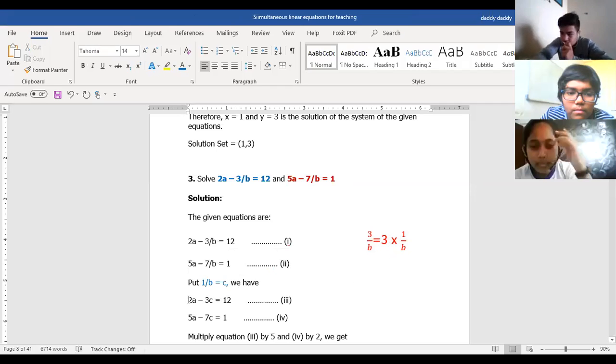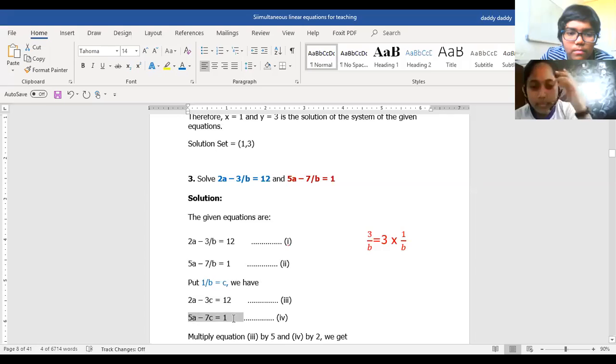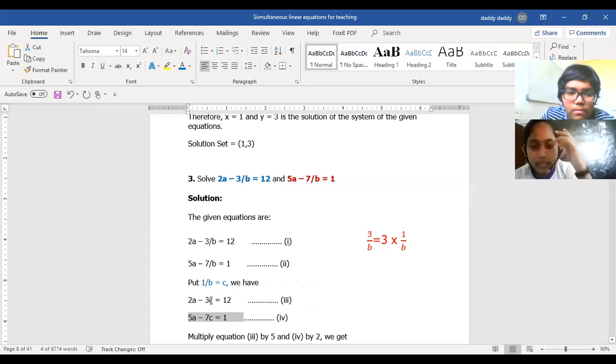So my new form of equation 1 will be 2a minus 3c is equal to 12. Similarly, for the second equation also, again 1 upon b, I will put c. So my equation will become 5a minus 7c is equal to 1. Now what I have done by doing this, I have got the variable in the numerator only. I have removed that variable which was given in the question. Now both variables which are used are in the numerator. So this is an additional step which you need to do when your variable part is in the denominator.